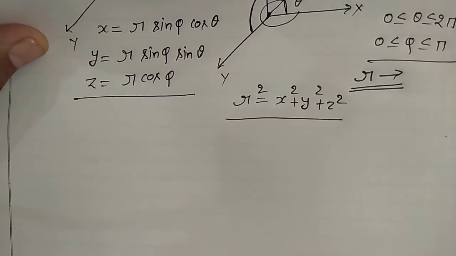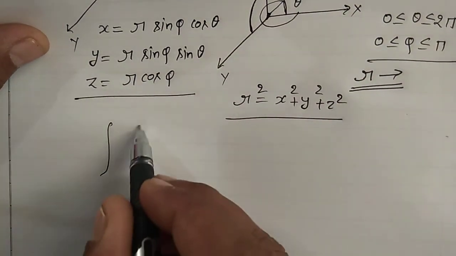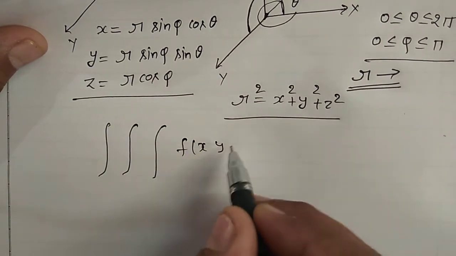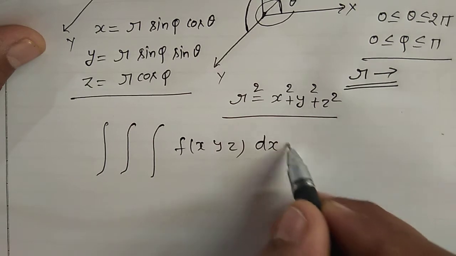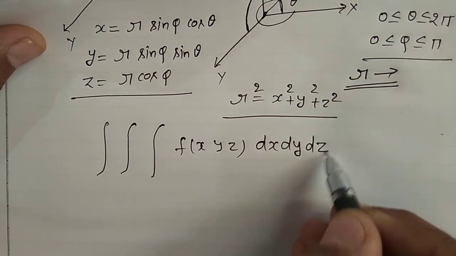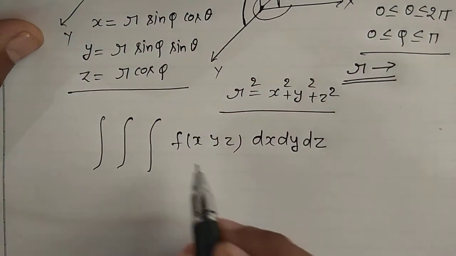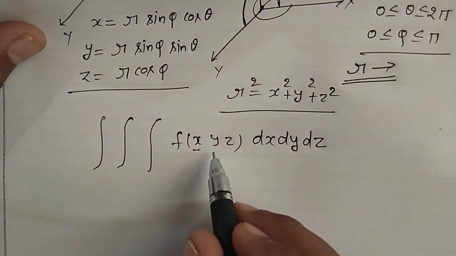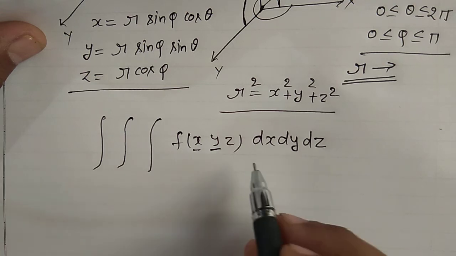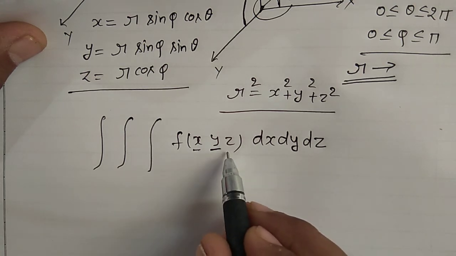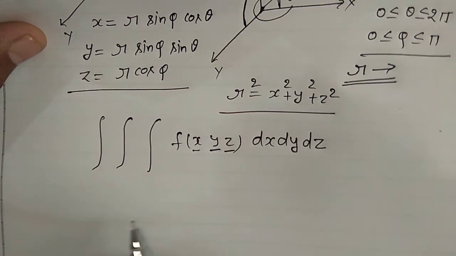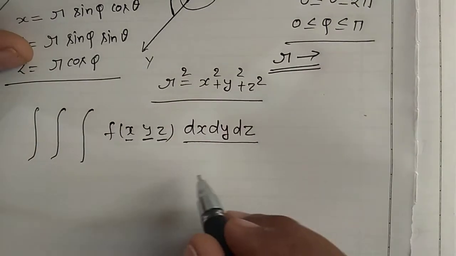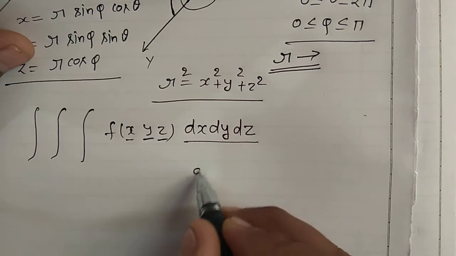For any given triple integration, how to convert it into spherical coordinates? So f(x, y, z) dx dy dz, fine. What we do is, in place of x we put r sin phi cos theta, in place of y we put r sin phi sin theta, in place of z we have r cos phi, and this dx dy dz will convert with the Jacobian.